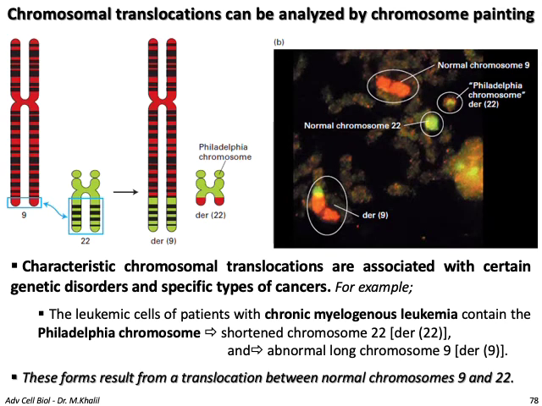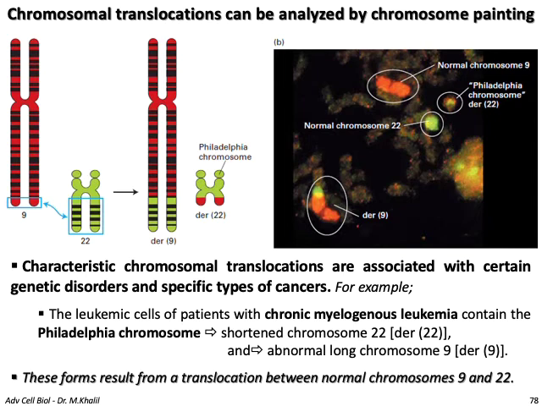So how can we detect this by karyotyping, a banding technique? With the banding technique, the chromosomal translocation can be analyzed by chromosome painting. You can see here a type of disease generated by the translocation of a part of chromosome 22 to chromosome 9, resulting in a chromosome 9 that has a part of 22 and vice versa. The small chromosome which is generated, which has a part of chromosome 9, is called DER22, and is usually named the Philadelphia chromosome. These characteristic chromosomal translocations are associated with certain genetic disorders.